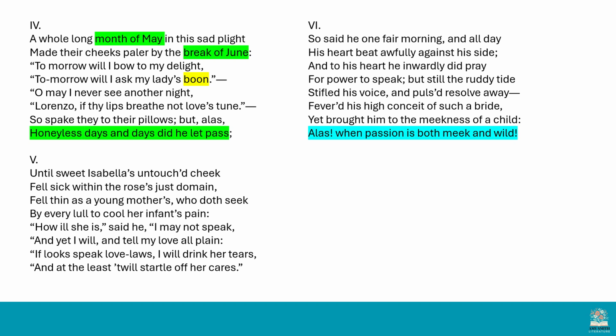Stanza 6. So said he one fair morning, and all day his heart beat awfully by against his side, and to his heart he inwardly did pray for power to speak, but still the ruddy tide stifled his voice, and pulsed resolve away. Fevered his high conceit of such a bride, yet brought him to the meekness of a child. Alas, when passion is both meek and wild.